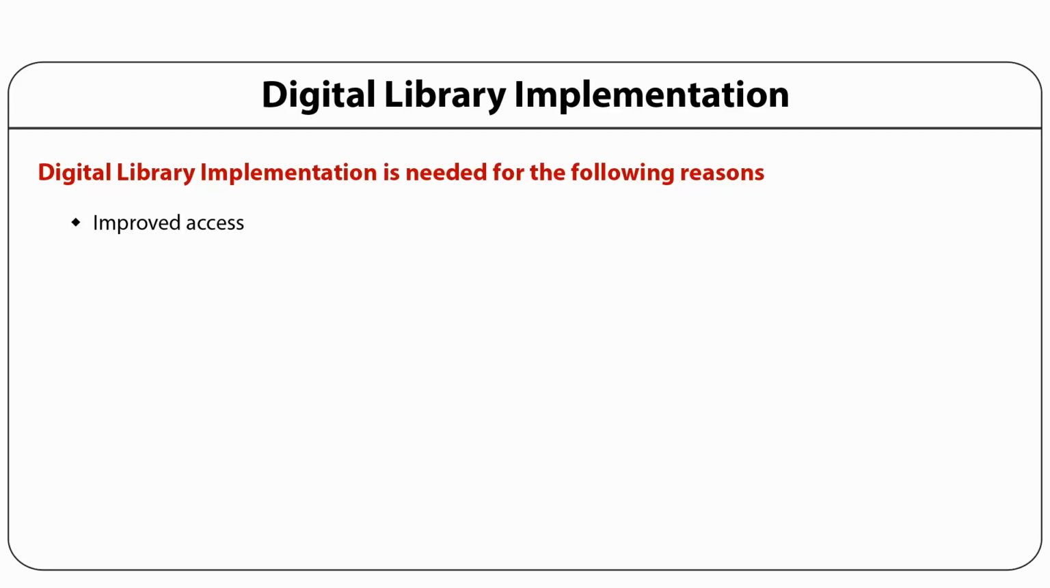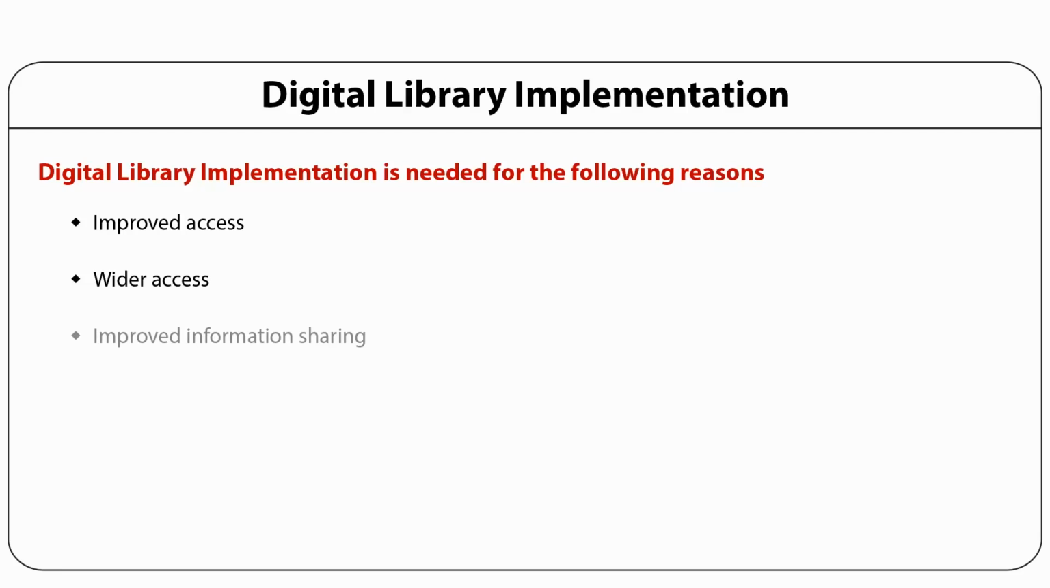The second one is wider access. A digital library can meet simultaneous access requests for a document by easily creating multiple instances or copies of the requested documents. It can also meet the requirements of a large population of users easily.